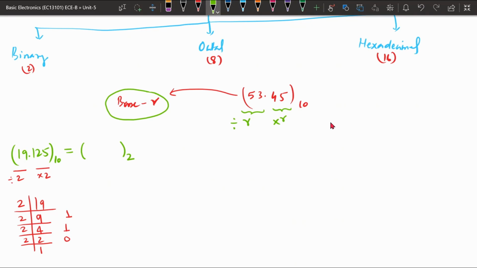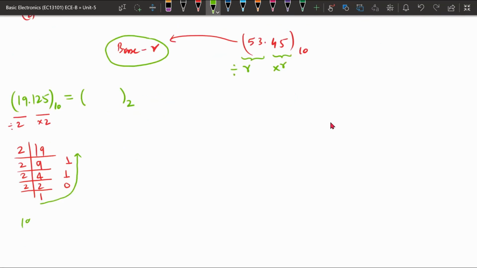So now the equivalent representation of 19 in binary will be the final quotient part that is left, that is 1, along with the remainder values. So this 19 with base 10 will be represented by 1011 in binary. This is only the 19, that is the non-fractional part.